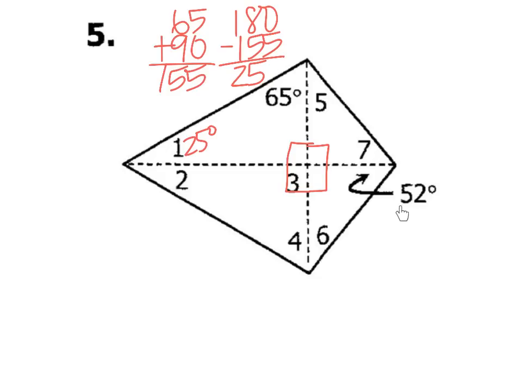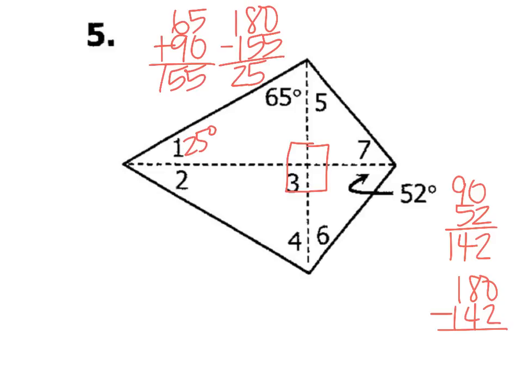Then we know that this angle right here is 52 degrees. This one's 90, 52, add them together and we'll get the measure of angle 6. So 90 plus 52 gives us 142. 180 minus 142 is going to give us 38. So the measure of angle 6 is 38 degrees.